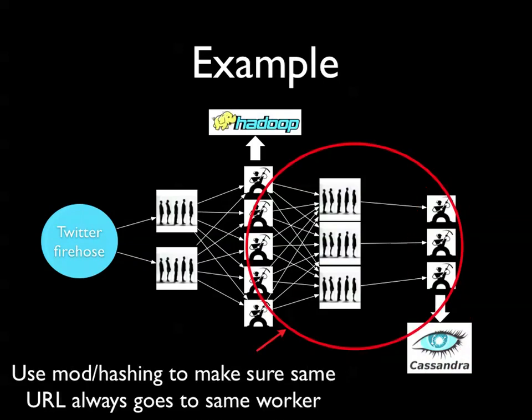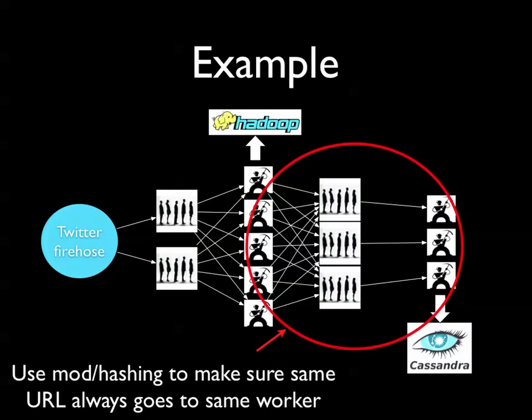One of the interesting things about this architecture is that we actually had the constraint that the same URL always had to be processed by the same worker. The reason we had this constraint is because Cassandra is not transactional, and at the time it didn't have atomic counters. So if you had multiple workers all updating the same URL, you'd have a race condition, and you'd lose counts because they would trample on each other. But by making sure the same URL is always updated by the same worker, you prevent the race condition, and the system works.